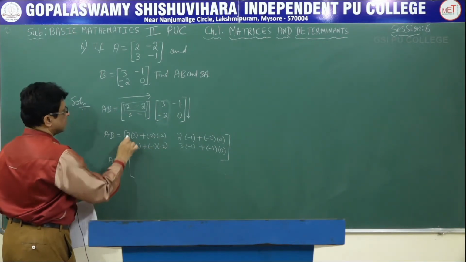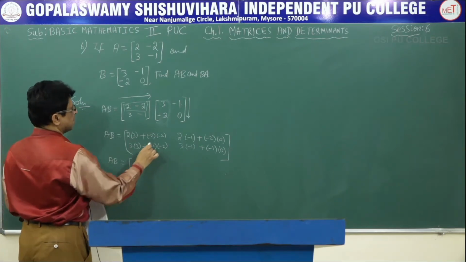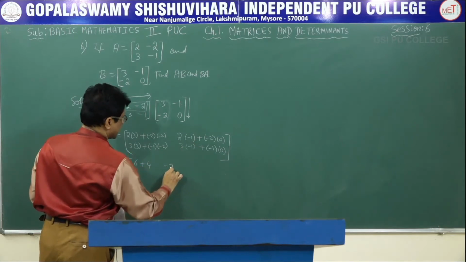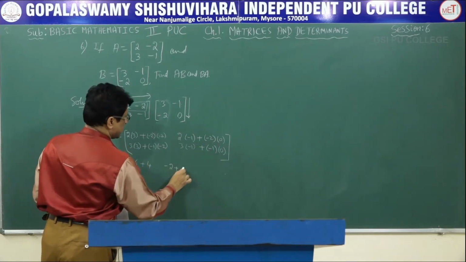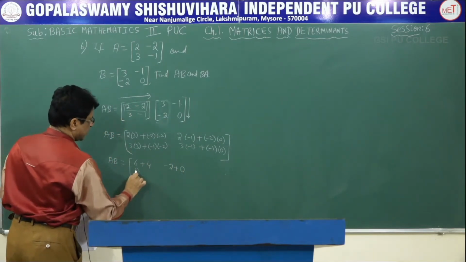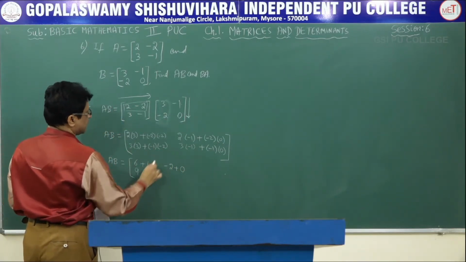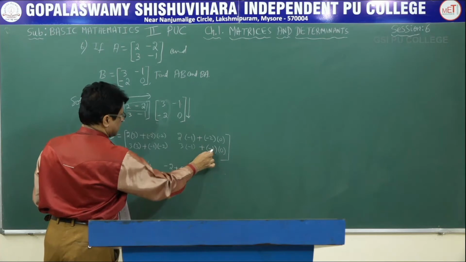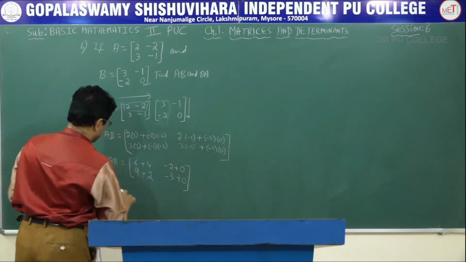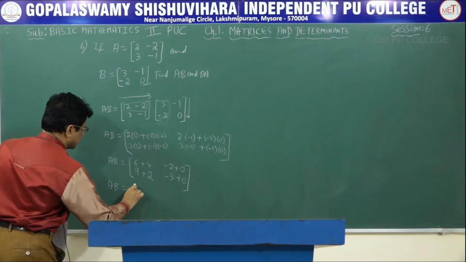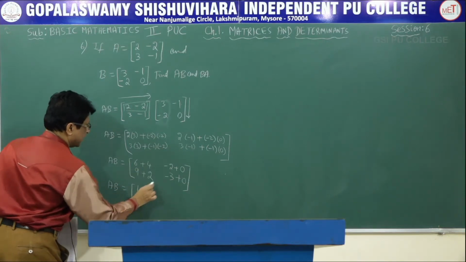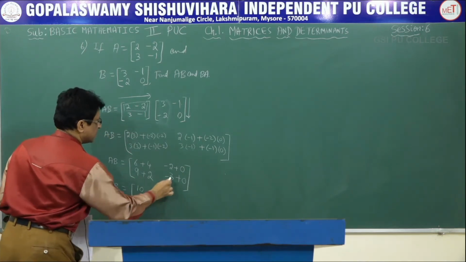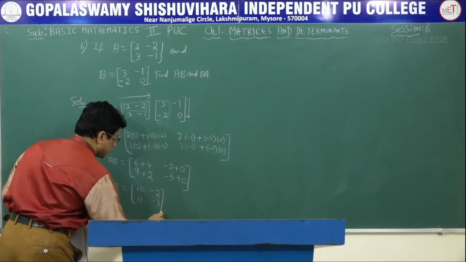So AB is equal to 2 into 3, 6, minus 2 into minus 2 plus 4, 2 into minus 1 minus 2 plus minus 2 into 0 is 0, 3 into 3 is 9 plus minus 1 into minus 2 is plus 2, 3 into minus 1 is minus 3 plus minus 1 into 0 is 0. So AB will be equal to 6 plus 4, 10, minus 2 plus 0 is minus 2, 9 plus 2 is 11, minus 3 plus 0 is minus 3.